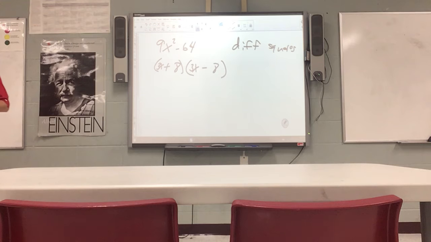Now, could I have still done the a times c stuff? Yes. It would have been harder for me because I don't know what 9 times 64 is off the top of my head. But you then would have done that same process. Find the factors of whatever that is that add to 0, because you don't have a b, your b is 0.